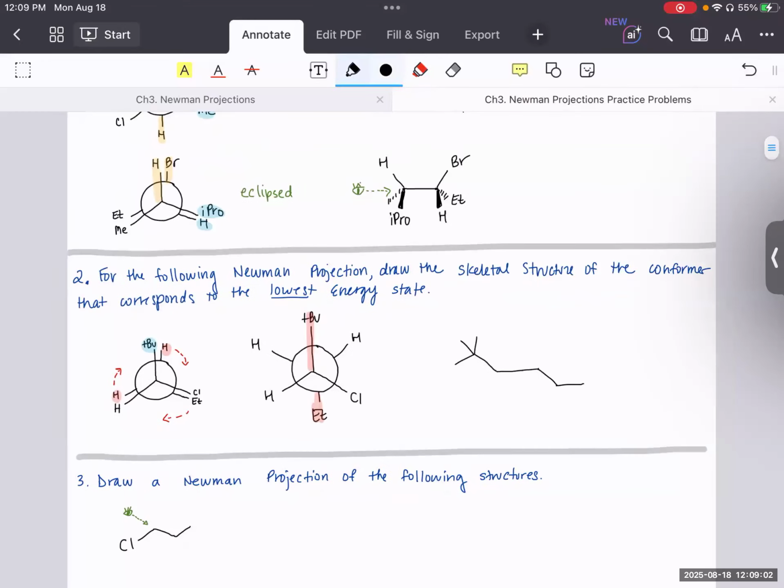Next, we will take the groups on the right. These two are going to be wedged. So the chlorine's on that front carbon, and that hydrogen is on the back carbon. And then the other hydrogens will be dashed.